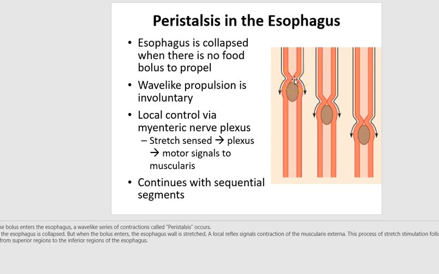This occurs by a local reflex that's mediated through the myenteric nerve plexus. So the stretch is sensed right here, and a signal goes to this region through the myenteric nerve plexus. And that continues as the food bolus is pushed down. So now it has stretched this region. A signal will go up here to push it down a little bit farther, and it continues all the way down the length of the esophagus.